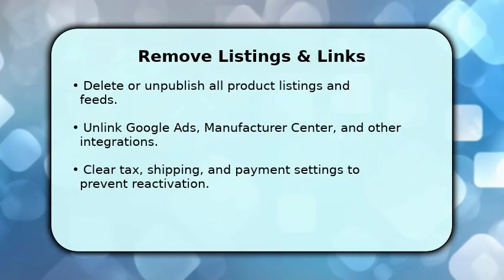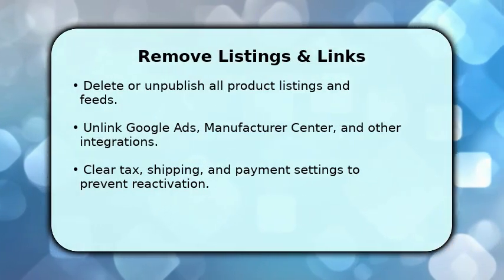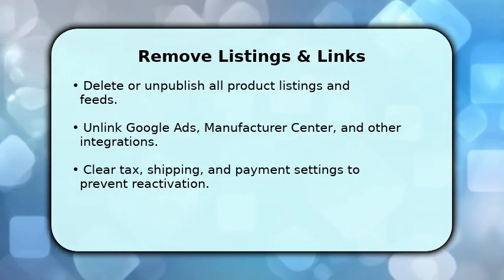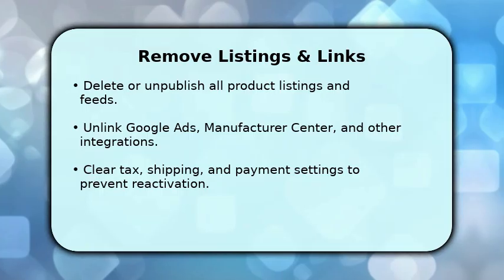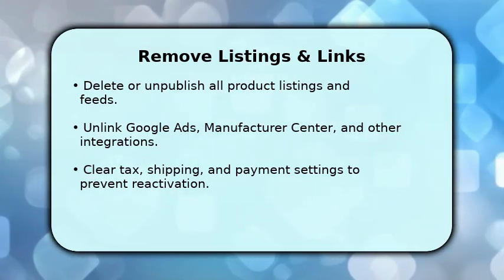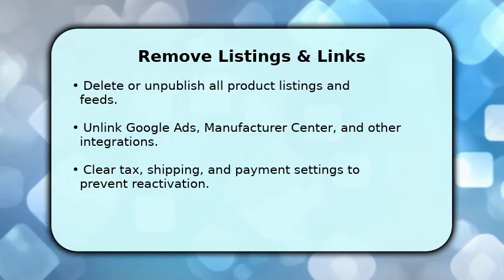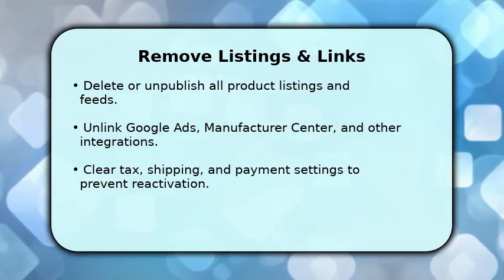Now delete or unpublish every product feed and individual listing so nothing remains active. This prevents reindexing or accidental purchases later. Once the catalog is clear, go to Account Links and unlink Google Ads, Manufacturer Center, and any third-party integrations. This severs billing and data flows.